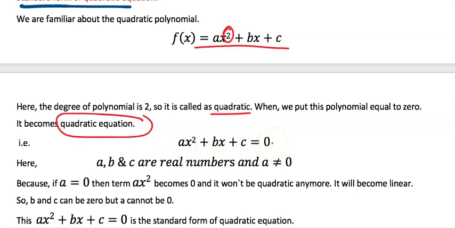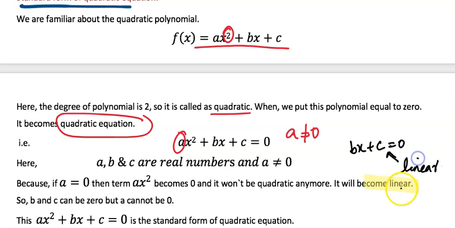Always remember one very important point, that this a should not be equals to 0. If a is equals to 0, then it would become a linear equation. It will not be quadratic. Why linear? Because if you put a equals to 0, 0 x square, 0 multiplied with anything will leave you 0 only. So what are we left with? We are just left with bx plus c equals to 0, and this represents a linear equation.